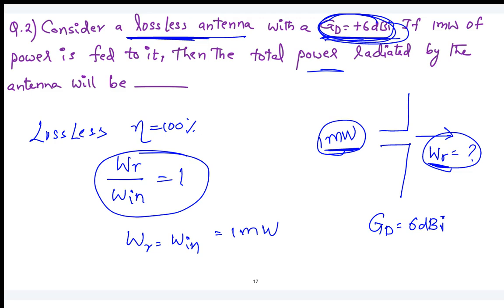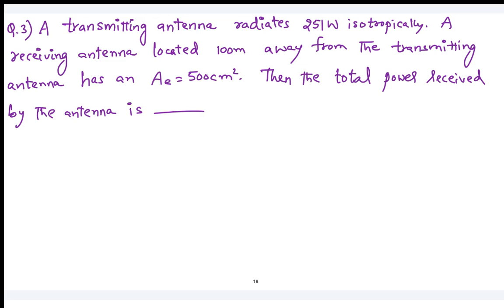Clear. Okay. Next one. See this one. The transmitting antenna radiates 251 watts isotropically, and a receiving antenna located 100 meters away from the transmitting antenna has an effective aperture of 500 centimeter square. Then find the total power received by the antenna.